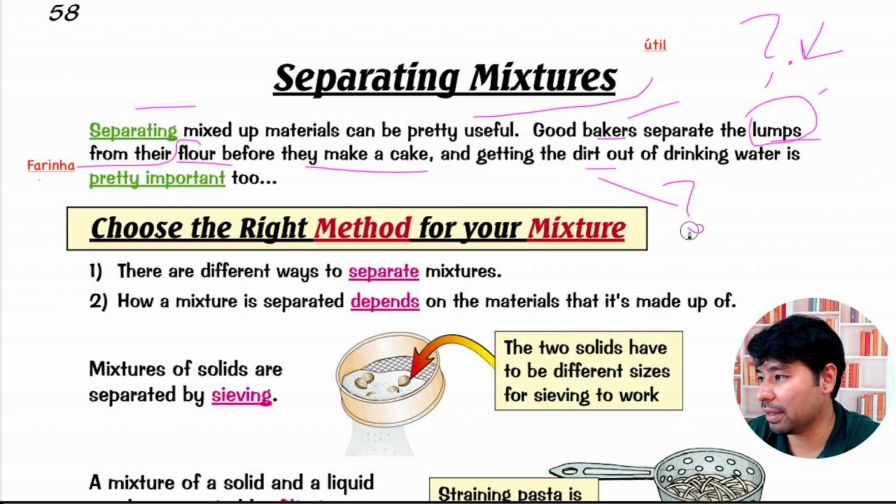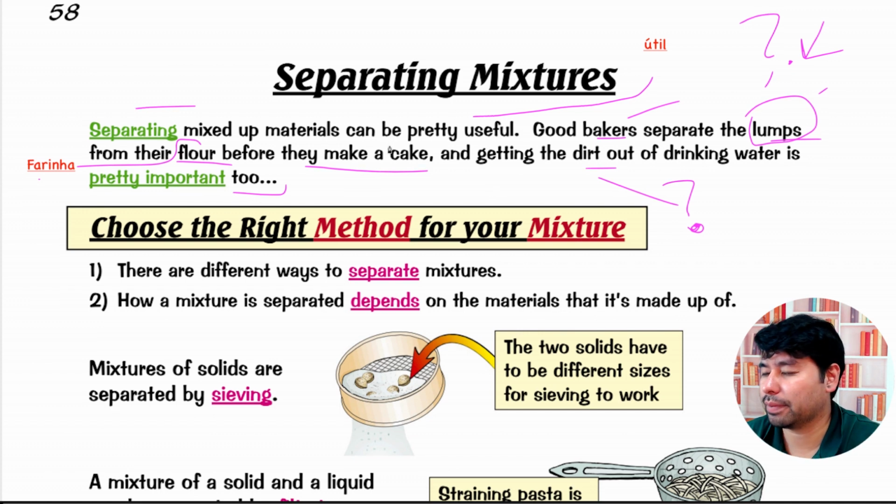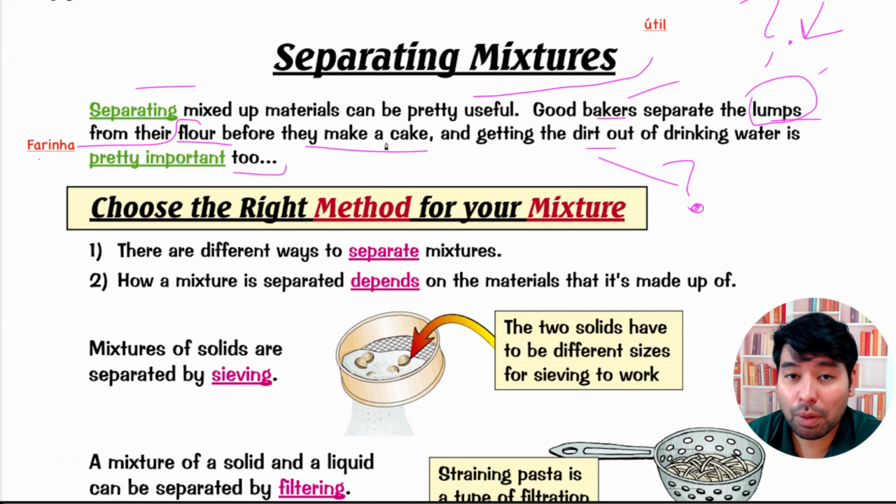And before they make a cake and getting the dirt, this is another good word. So teacher, what is that? Search that for me. Out of drinking water is pretty important too. Okay, so we have a lot of words to search, right? Dirt, lumps. So what is that? Supposing that we have understood, right? Is everything okay up to here?